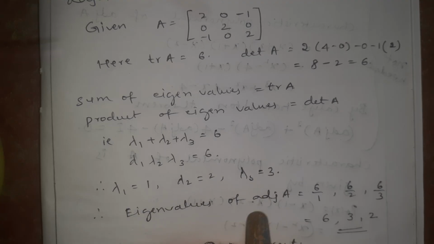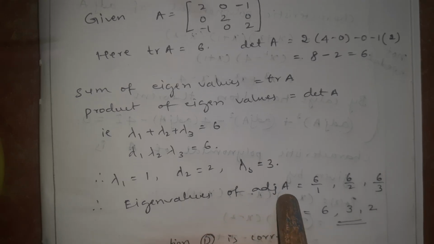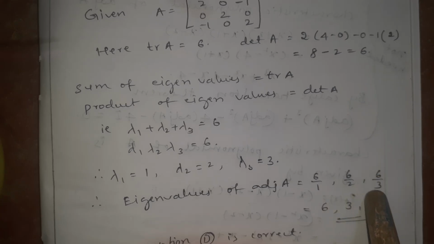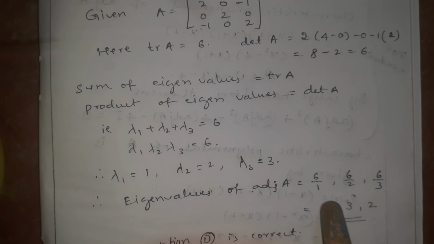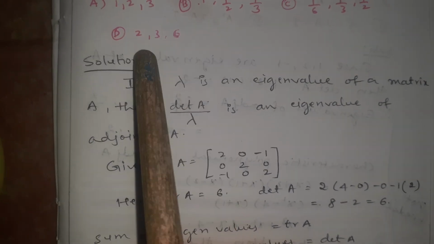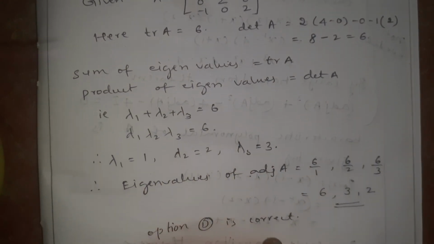Therefore, the eigenvalues of adjoint A are given by determinant of A by lambda 1, determinant of A by lambda 2, determinant of A by lambda 3. That is 6 by 1, 6 by 2, 6 by 3. So you will get 6, 3, 2. So let us see which is the option 6, 3, 2. Option D is the correct one.